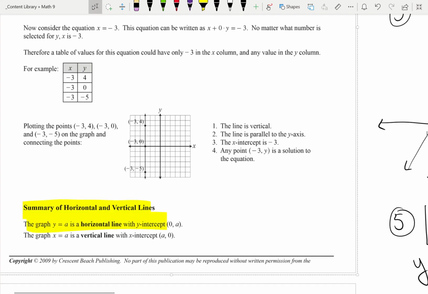You can make a table of values, but for example, the table of values of x is equal to -3 looks something like this. You just pick -3 for your left-hand side. There's nothing to calculate for your y's. You just plug in random numbers. I find it's easier to find -3 on my x. So I find this point here, and then I just go up and down.